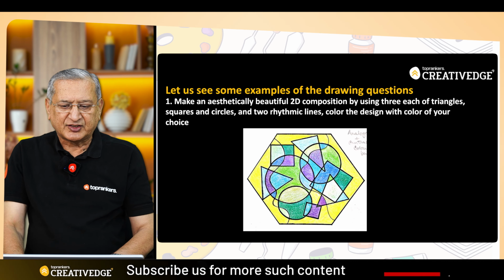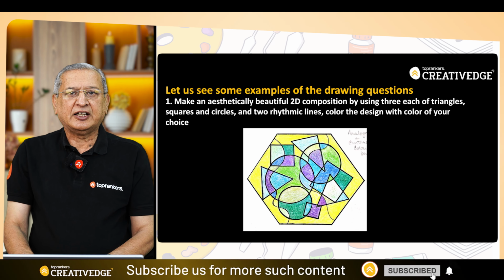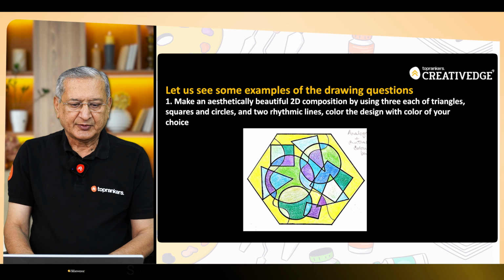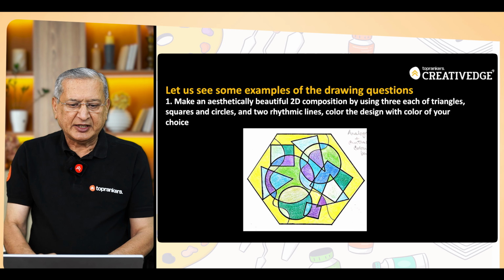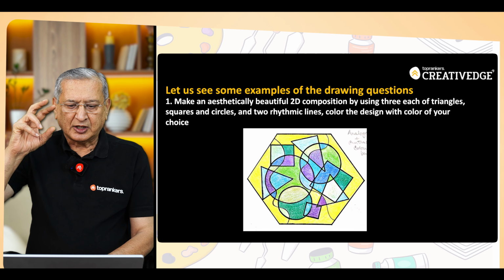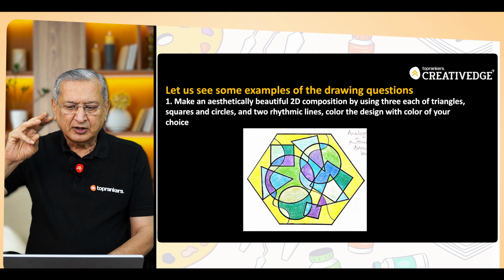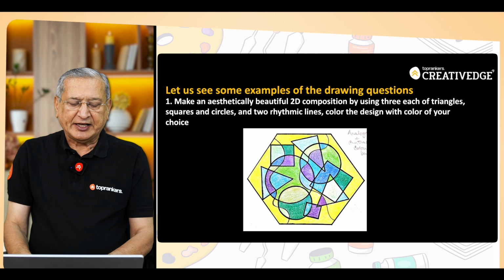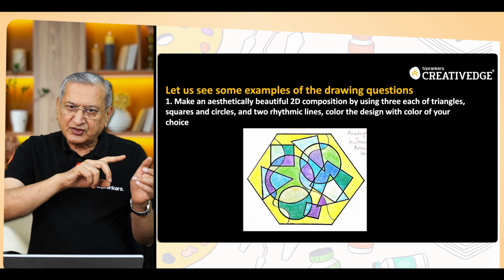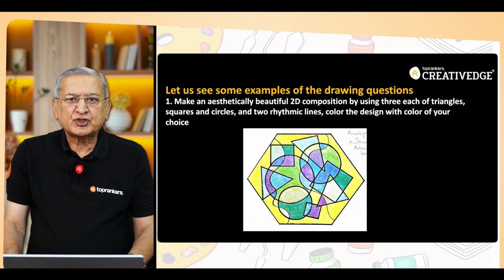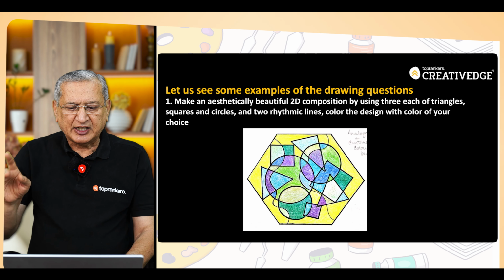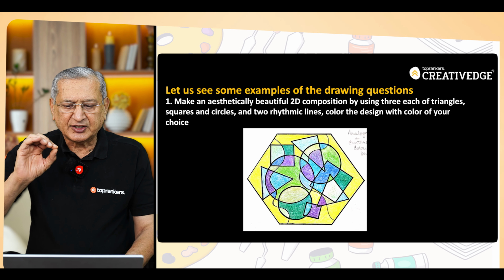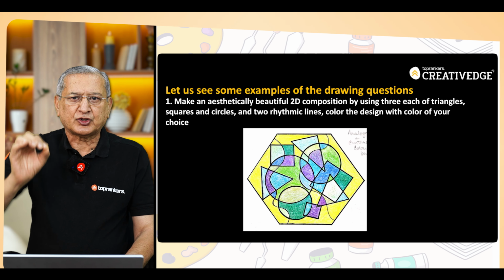Let us see some examples of these kinds of drawing questions. Let's take a question itself. Make an aesthetically beautiful 2D composition by using 3 each of triangles, squares and circles. That means the basic shapes in geometry. And 2 rhythmic lines. Color the design with colors of your choice.